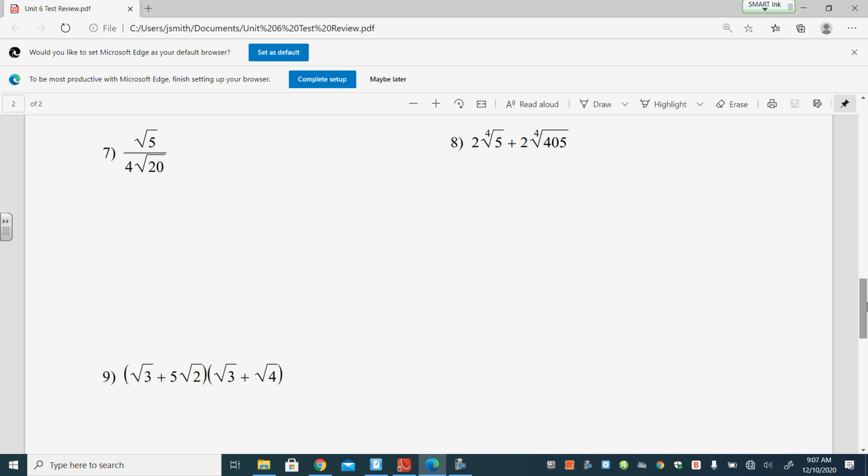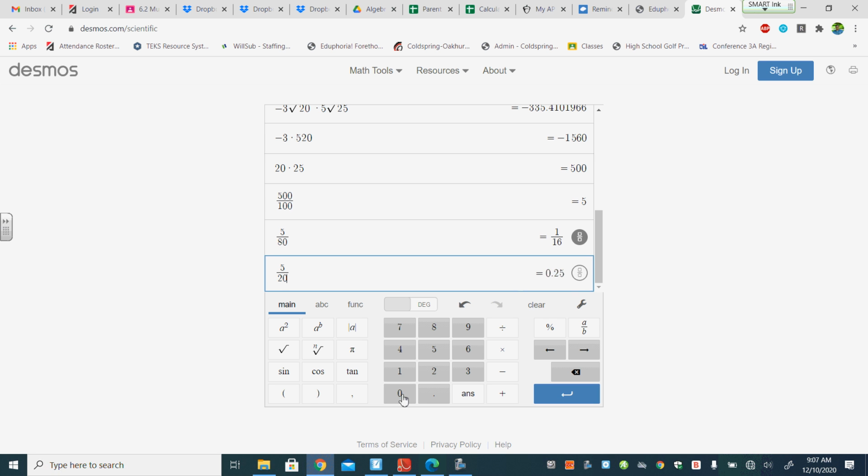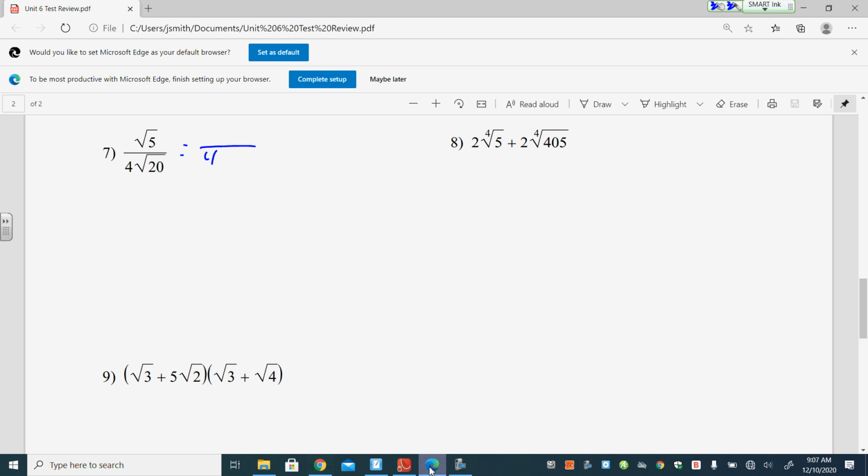Let's do the same thing here. Let's divide. So I can't do anything with the 4, so the 4 is going to stay here. But 5 divided by 20. Again, if you hit the little fraction thing, it turns it into a fraction for you. It's simply just square root of 1 over the square root of 4. Square root of 1 is just 1. Square root of 4 is 2, so that becomes 1 over 8.